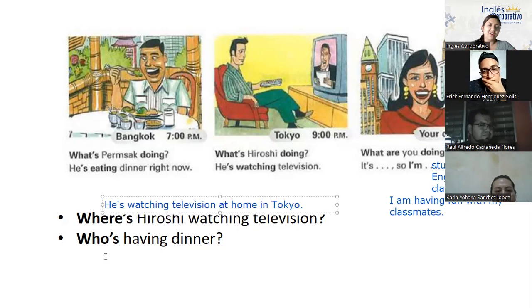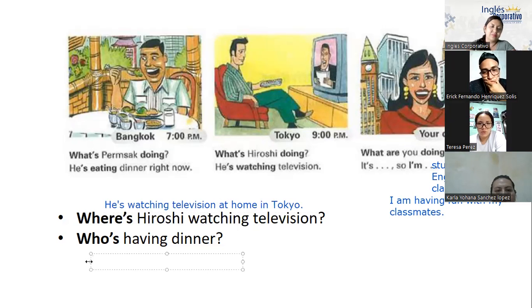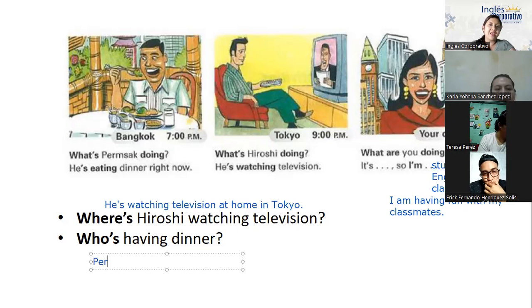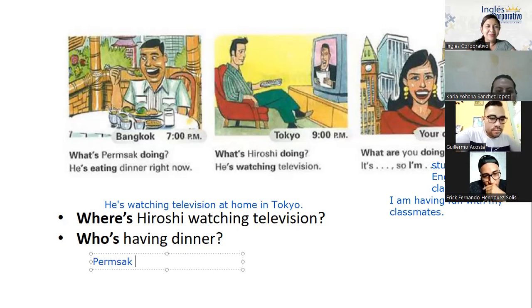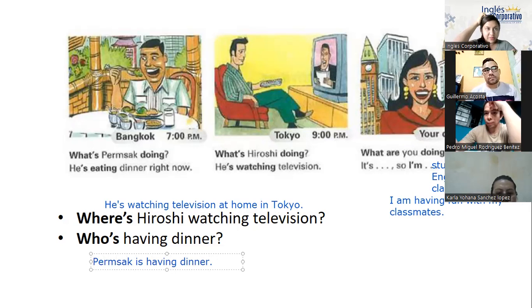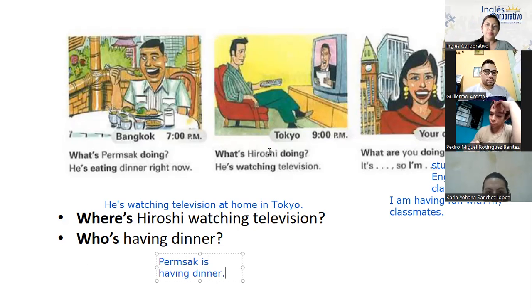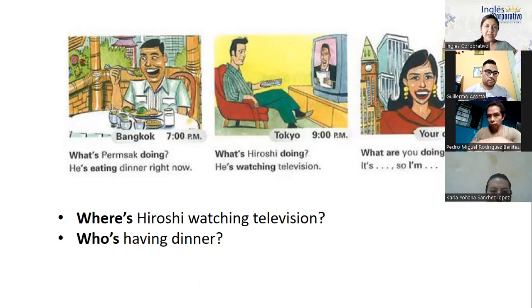Okay, who is having dinner? Bernsack. It's a weird name, right? A strange name, weird. Un nombre raro, Bernsack. Is having dinner. It's a strange name. Bernsack is having dinner. Okay. So we practice WH questions in this case. Now it's time to practice with you.